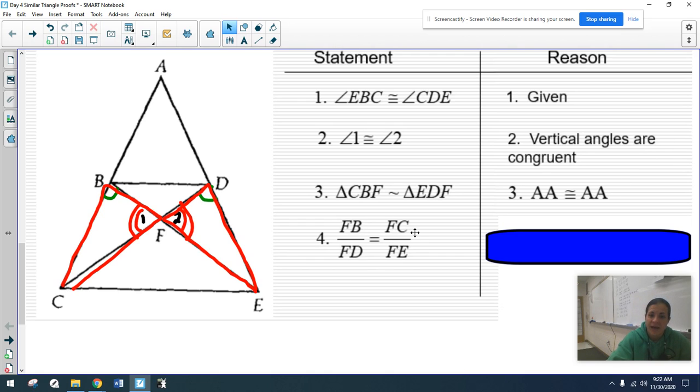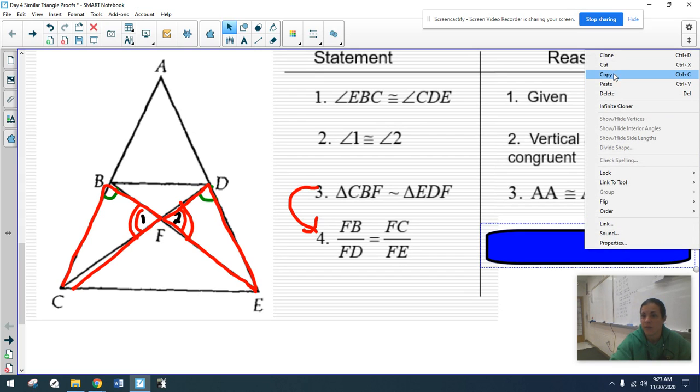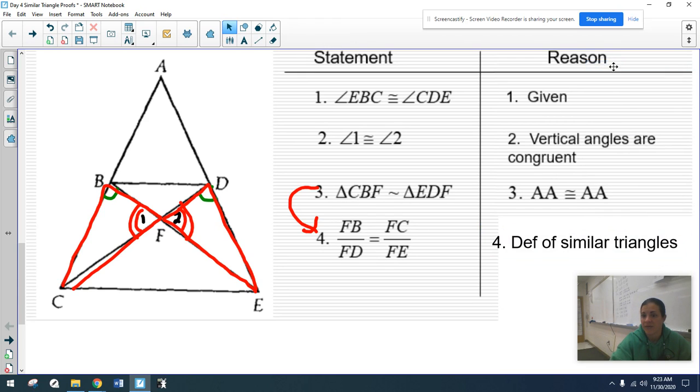All right, and then we have something after. So remember that anytime you have something following a triangle congruence statement or a triangle similarity statement, the answer is always going to be the same. When it's congruent, it was CPCTC. If it's similar, you just say definition of similar triangles.